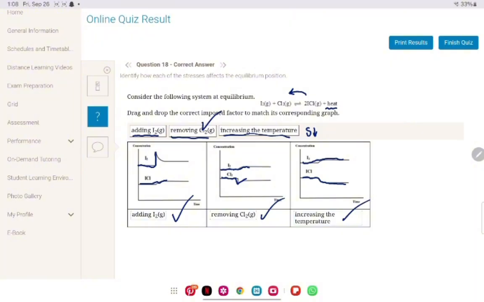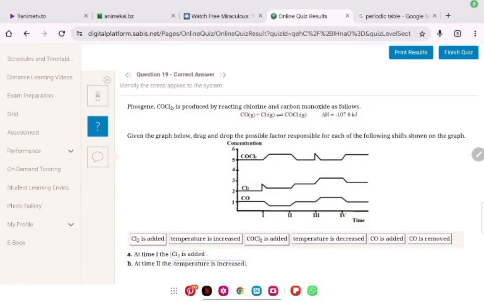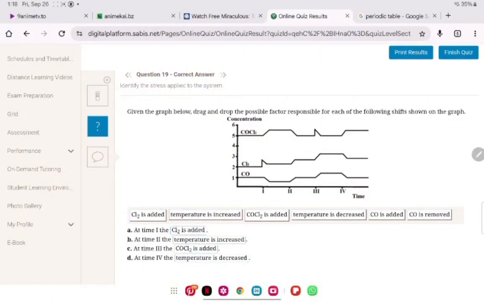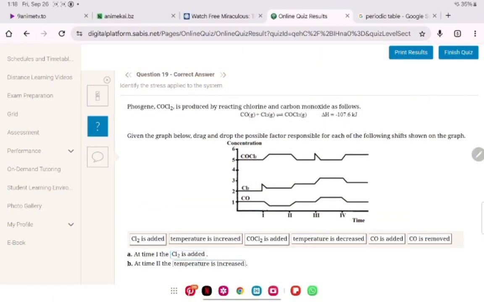So that's why this is correct. And since you know these two, you could just pick the last option for that one if you don't really know. For this question, it's really easy. So we're gonna look at the graphs and we're gonna look at what they gave us. So at time I, we're gonna look at I, which is over here.